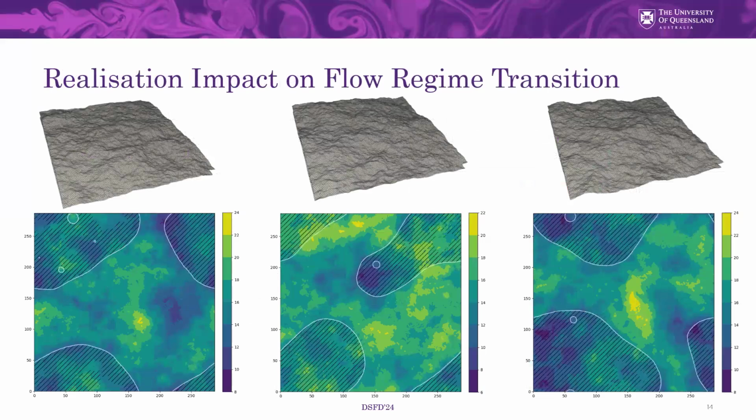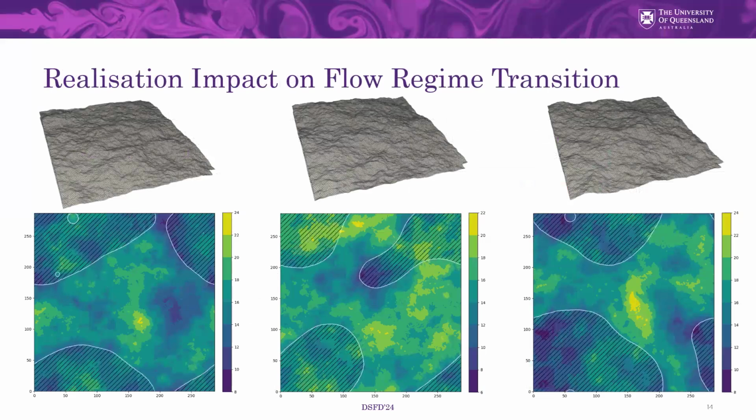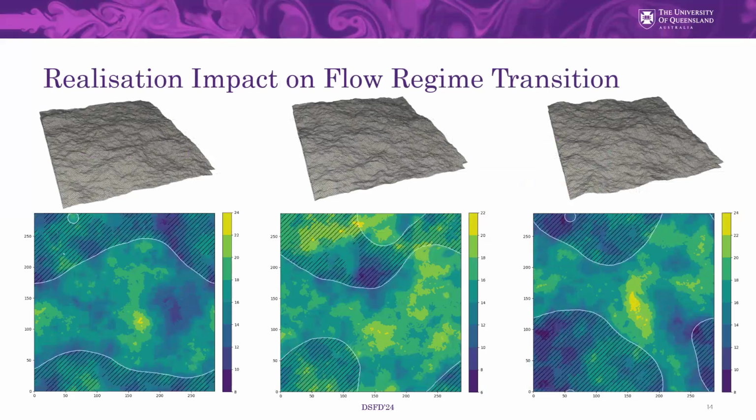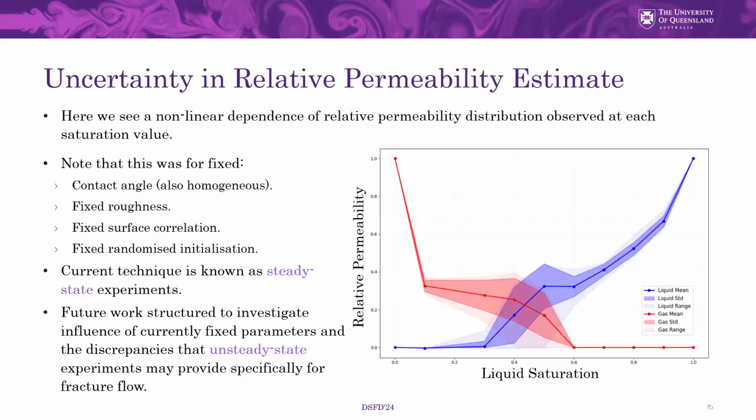So this is the same setup, but just 3 different realizations. And the thing that you can tell here is that the end result of the topology of the interface varies quite substantially between these cases. And so that's the type of variability that we're now trying to capture in the model to then propagate into the macro scale system. And as I said, we do this through the relative permeability curves.